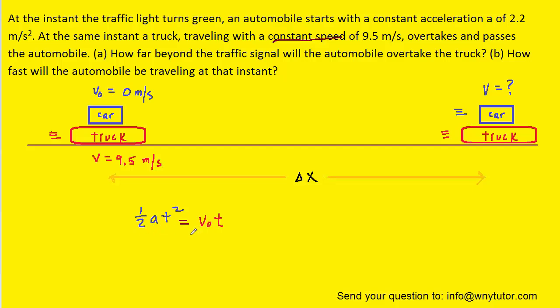And to do that, we could divide both sides of the equation by t. We could then multiply both sides of the equation by 2. And finally divide both sides by a, the acceleration of the car.